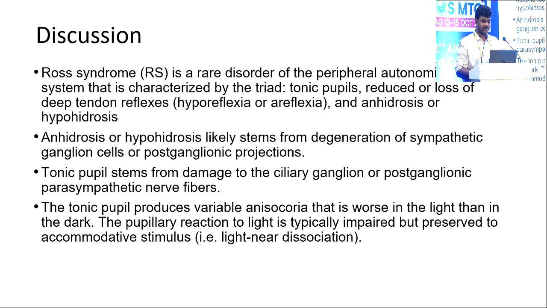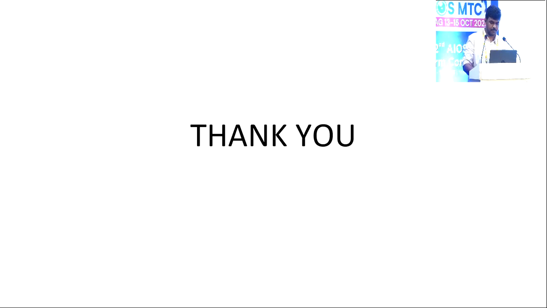Tonic pupil produces variable anisocoria, which is worse in light than in dark. The pupillary reactions are typically impaired to light but preserved to the accommodative reflex, which is known as light-near dissociation. In conclusion, if any patient presents with a tonic pupil, we should also think about this Ross syndrome. In such a patient, we have to investigate systemically to rule out other causes, and refer to the neurologist also. Thank you.